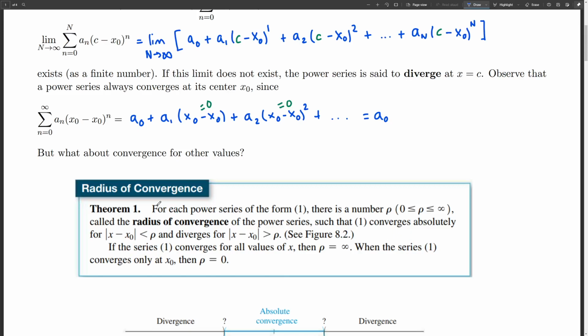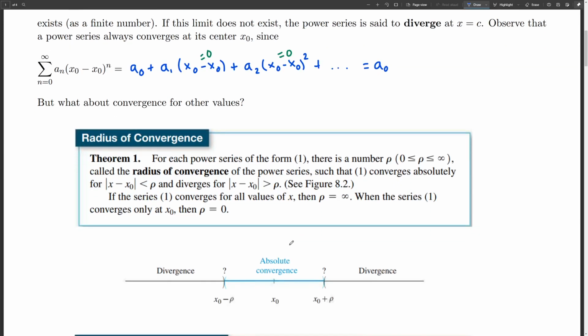called the radius of convergence of the power series, such that the series converges absolutely when the absolute value of x minus x naught is less than rho, and diverges for values x minus x naught in absolute value greater than rho. If the series converges for all values of x, then we say that rho is infinity. And when the series converges only at x naught, then rho equals 0.